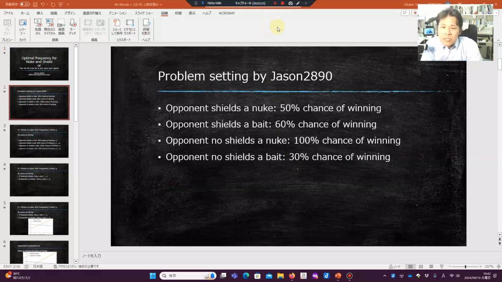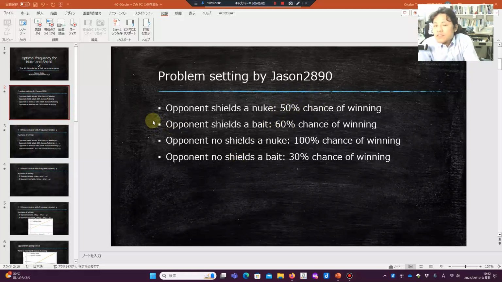To proceed further, we have to be more specific. So I borrow this problem setting set by Jason2819. I put the link in the description below. In the first case, the opponent shields my nuke move. Let us assume this is not good but not bad for me and for the opponent. So let us assume my chance of winning is 50%.